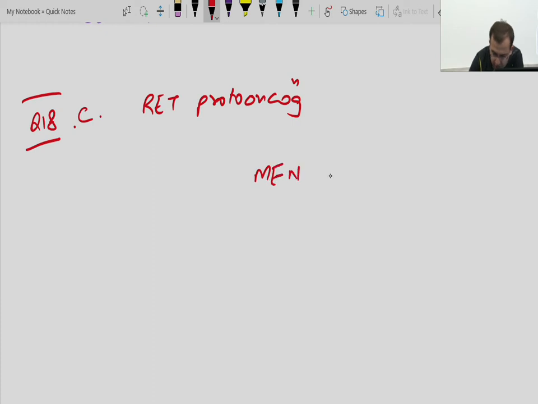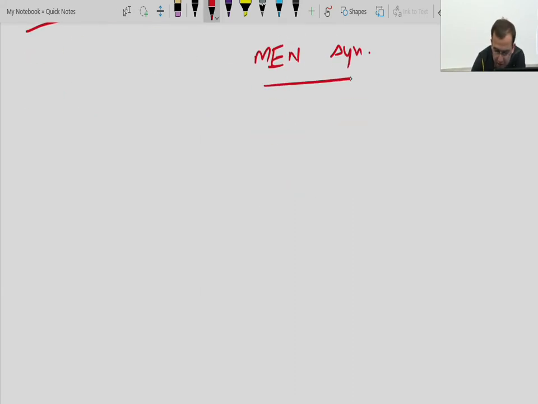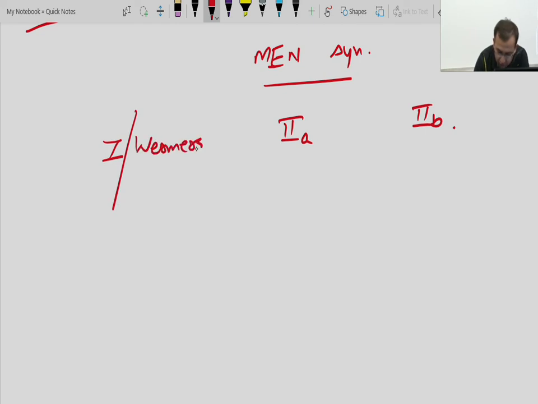MEN syndromes. MEN is of three types: MEN1, MEN2A, and MEN2B. MEN1 is also called Wermer's syndrome, versus MEN2A, which is Sipple syndrome.